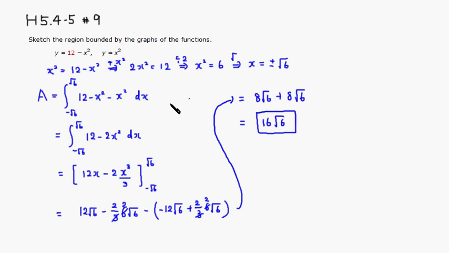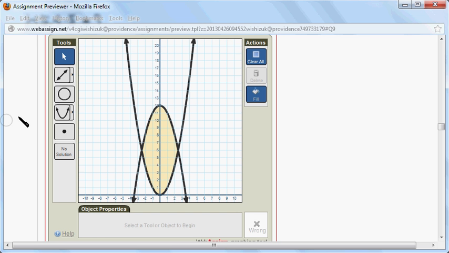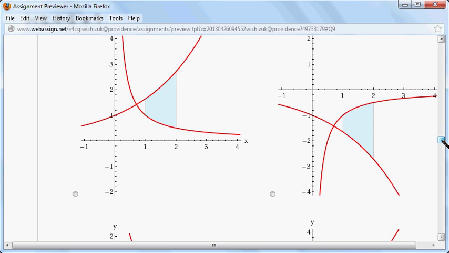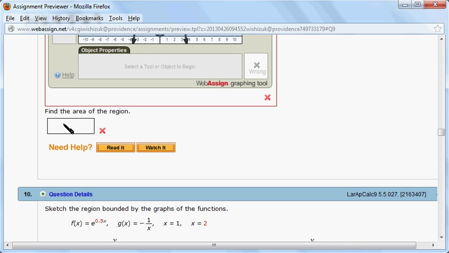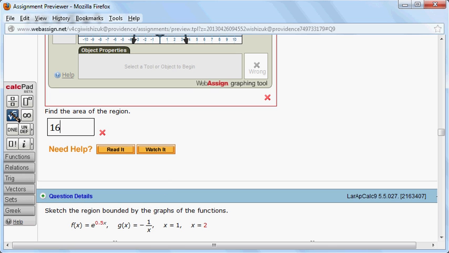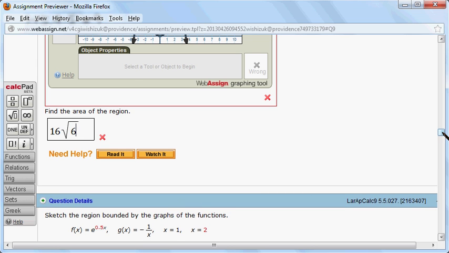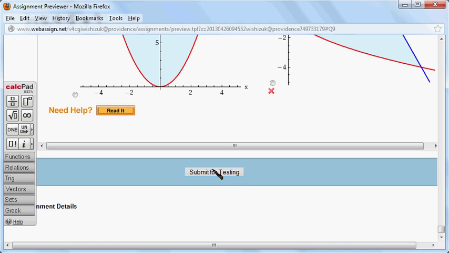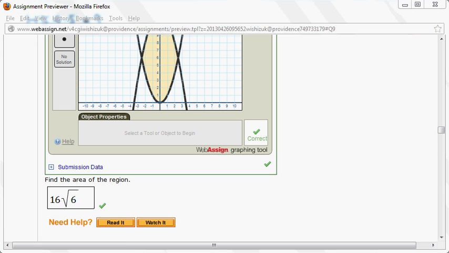So let's type it in. It's 16 square root of 6. Let's check the answer. It came back and looks like we got these correctly. That's it. I hope that this was clear.